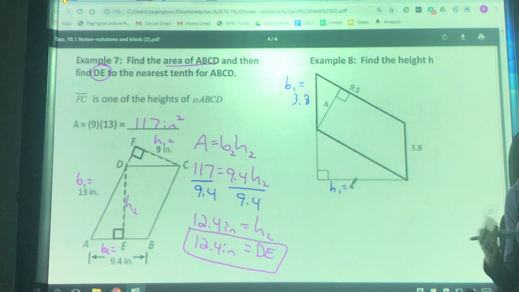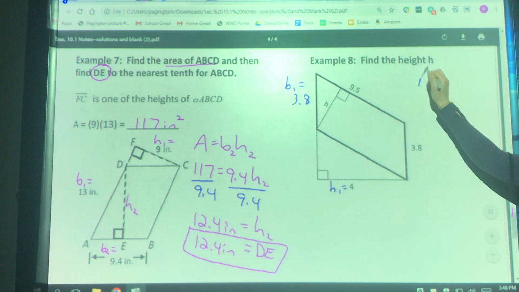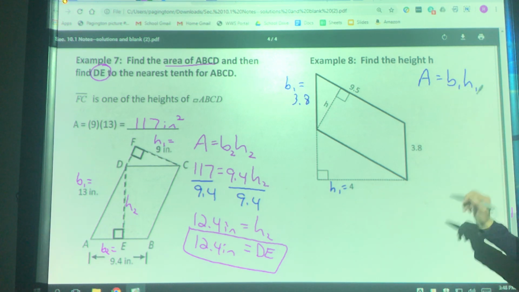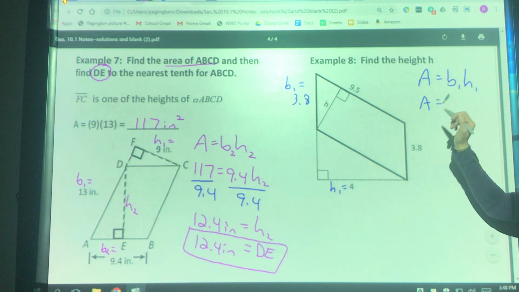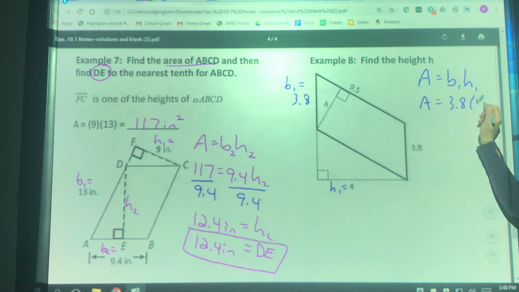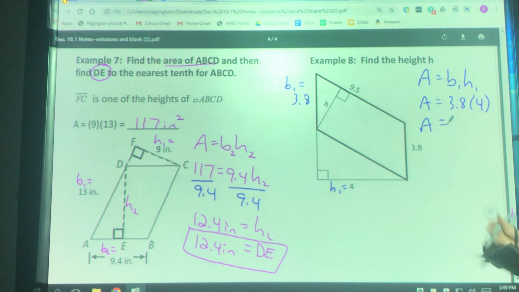Okay? And if I use those two, I can find out what the area is of that parallelogram. So area is equal to base times height. And I'm going to use base 1 and height 1. So if I plug that in, I've got 3.8 times 4. And so the area of this figure then is 15.2.